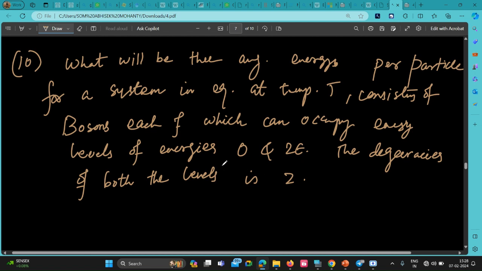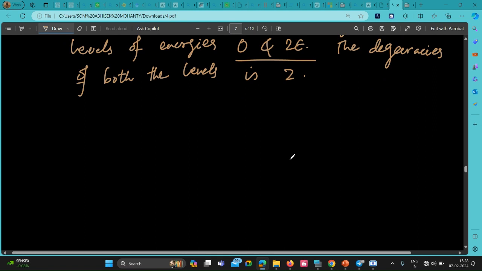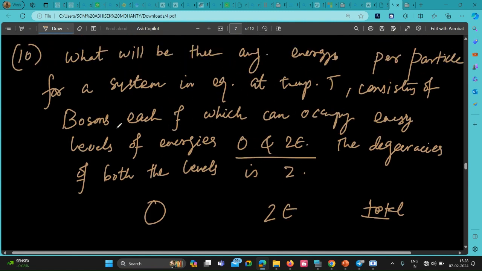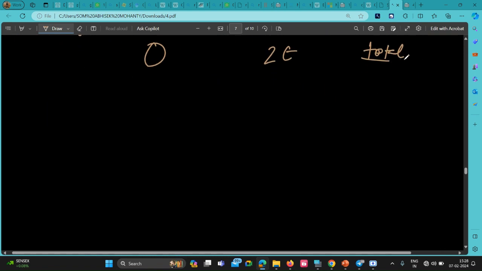What will be the average energy per particle for a system in equilibrium at temperature T, consisting of bosons, each of which can occupy energy levels of 0 and 2 epsilon? The degeneracy of both the levels is 2. So how will we solve this? There are two energy levels, 0 and 2 epsilon. We have to find the average energy, so we need the total energy in a state and the degeneracy also. So how many particles are there?